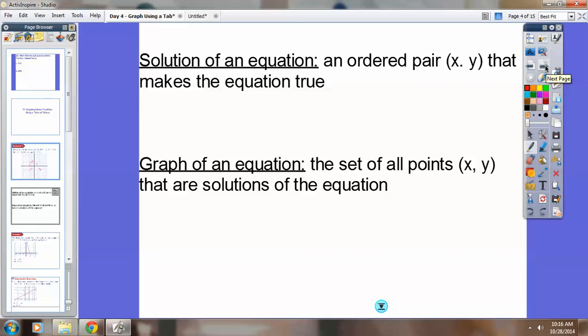A couple of things we need to talk about. If something is said to be a solution of an equation, what that means is an ordered pair, written as (x, y), that makes the equation true. So if something is a solution, it makes the equation true. The graph of an equation is the set of all points (x, y) that are solutions of the equation. So when we graph a line, any point along that line is a solution to the equation.